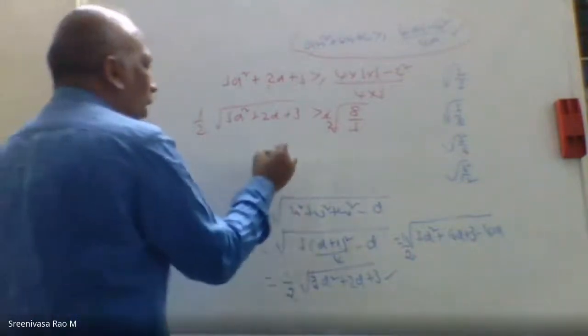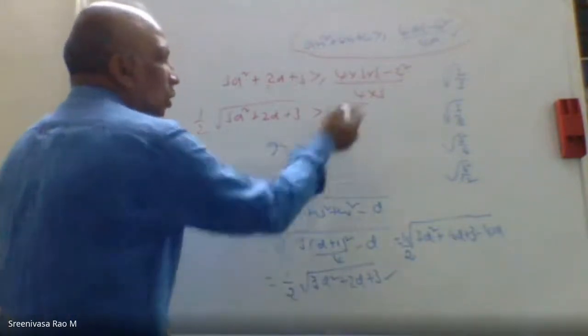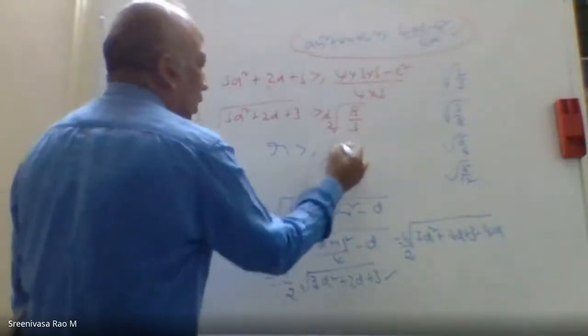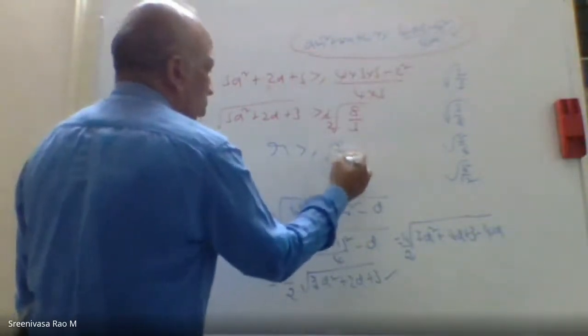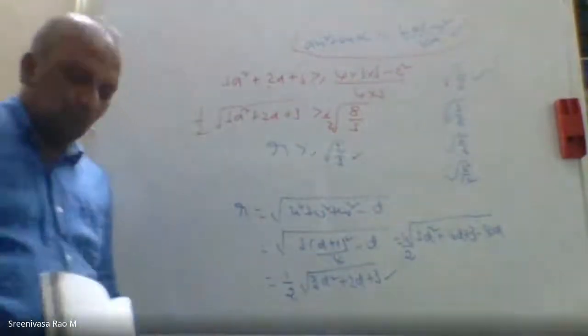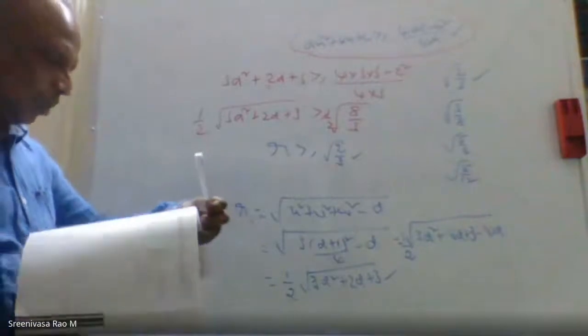So you can get r greater than or equal to, 4 to 2, you will get root of 2 by 3. So this will be your answer, root of 2 by 3, right? So that will be your answer.